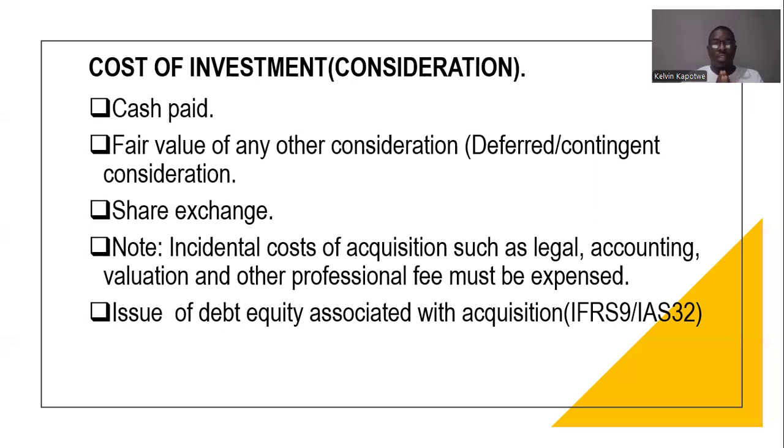Then there is the issue of debt and equity associated with the acquisition. If you are going to issue some debt or equity, those costs are not part of the consolidation. So you don't consolidate them. You deal with them according to the provisions of IFRS 9 and IAS 32.